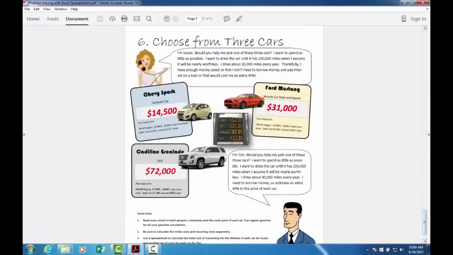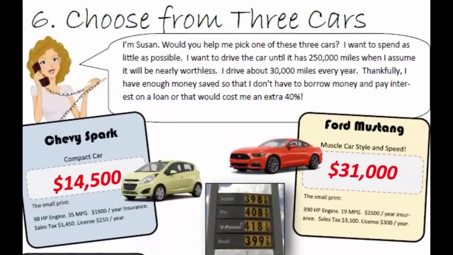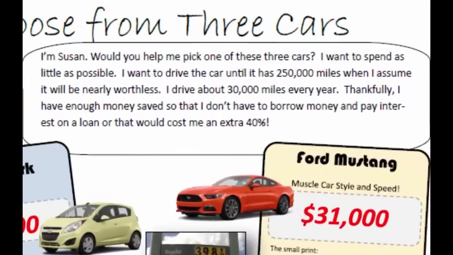On this video, Susan and Tim are asking us to help them purchase a car. Susan says, "Would you help me pick one of these 3 cars? I want to spend as little as possible. I want to drive the car until it has 250,000 miles when I assume it will be nearly worthless. I drive about 30,000 miles every year. Thankfully, I have enough money to save so I don't have to borrow money and pay interest on a loan that would cost me an extra 40%."